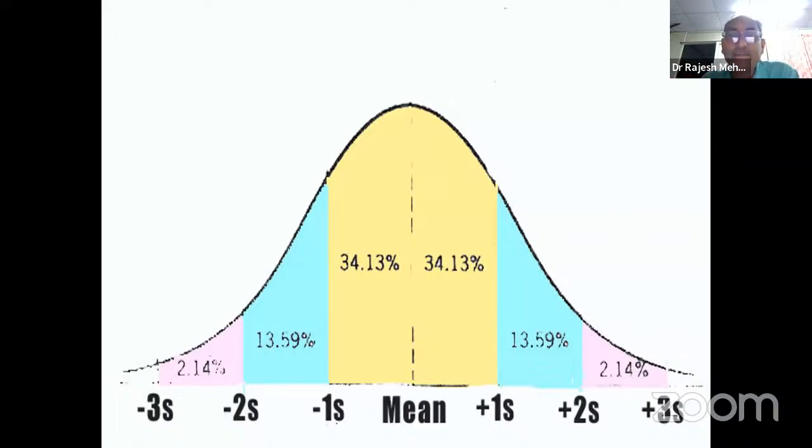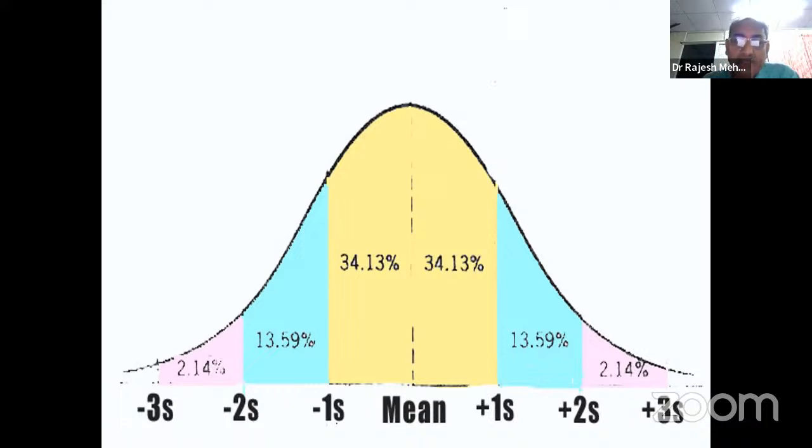the definition says that it is bilaterally symmetrical. The curve line never touches the base, it is bilaterally symmetrical, and it is an inverted U shape. These are the characteristics. So now, what you need to remember is 34%, but then minus 2 standard deviation to plus 2 standard deviation covers 95% of observations.